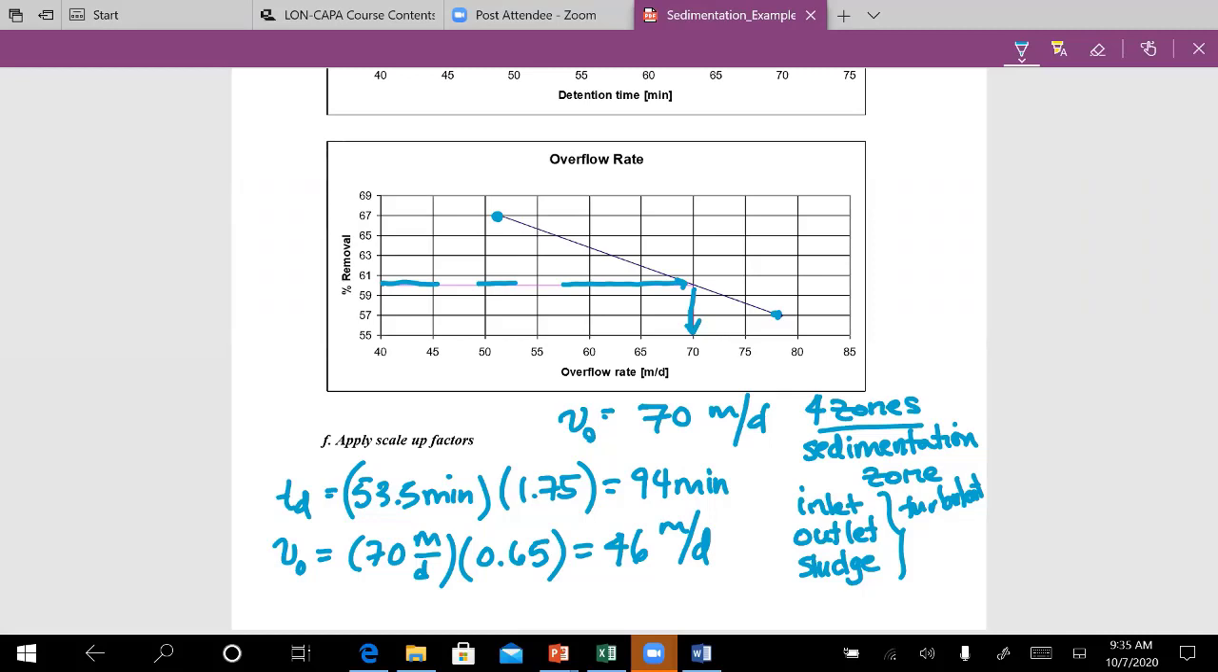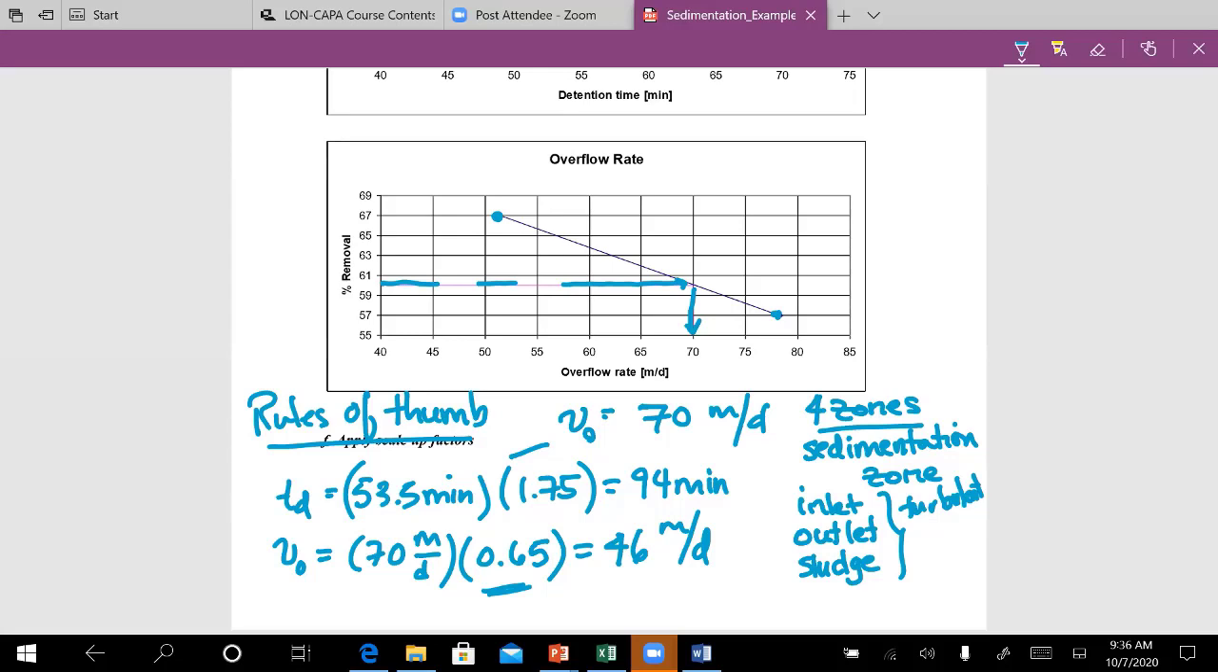Where did the 0.65 come from? So these are rules of thumb, simply based on experience. Based on experience, we know that we should increase our detention time by about 75%, and we should decrease our overflow rate by 0.65, or multiply by 0.65. And you'll see that throughout, in much of water and wastewater treatment design, you'll see these rules of thumb.